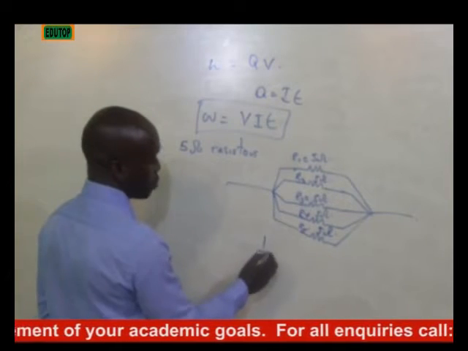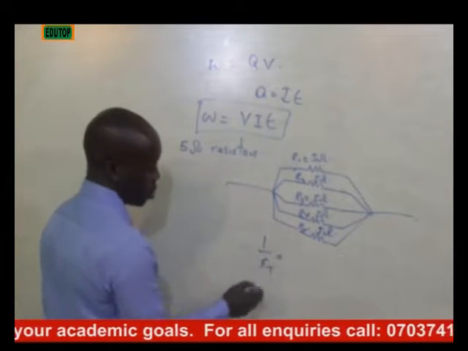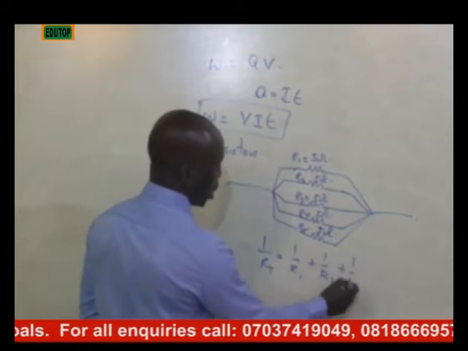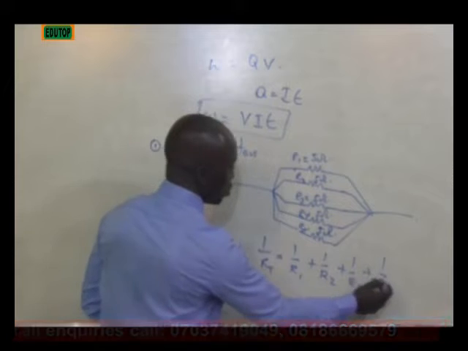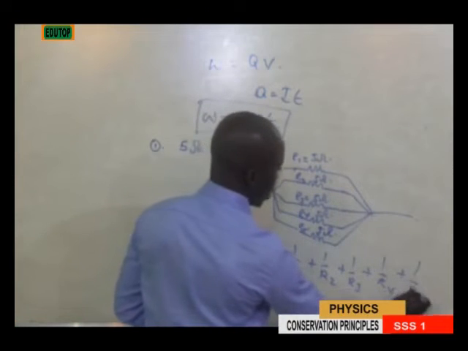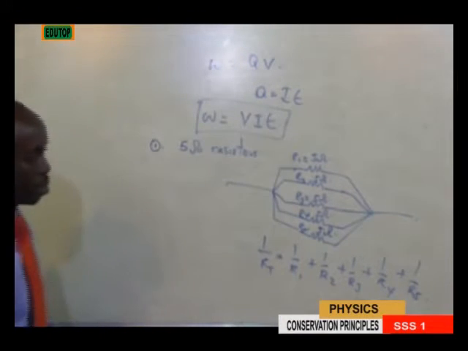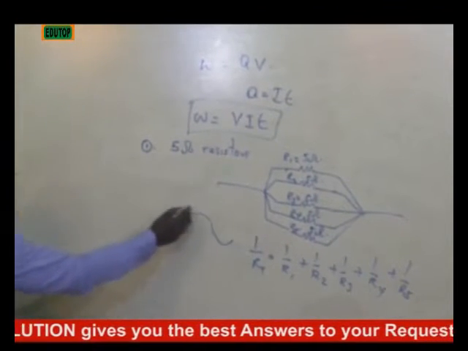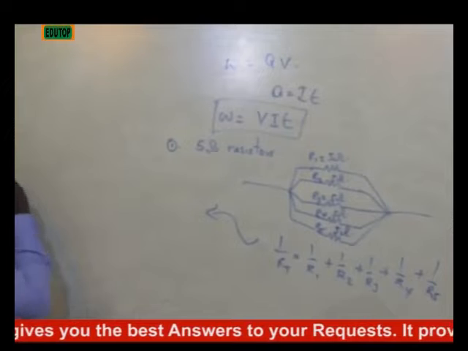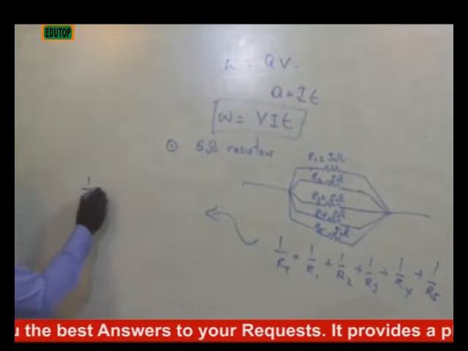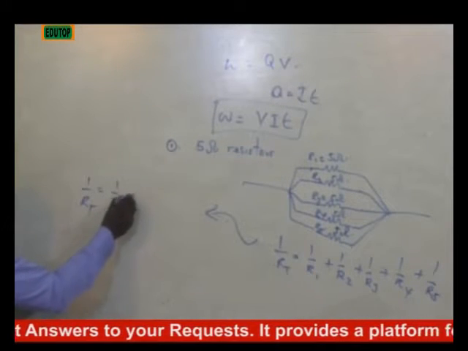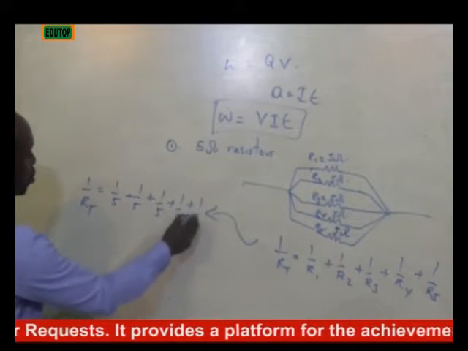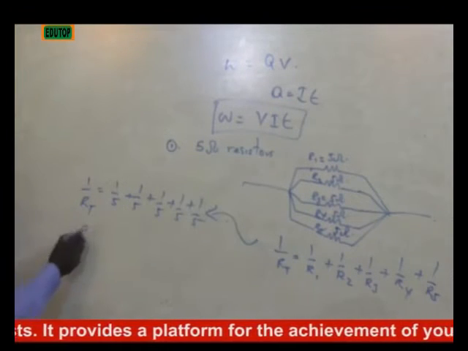Remember, in parallel, 1 over R total will be 1 over R1 plus 1 over R2 plus 1 over R3 plus 1 over R4 plus 1 over R5. So if you substitute those values in, you're going to have 1 over RT equals 1 over 5 plus 1 over 5 plus 1 over 5 plus 1 over 5 plus 1 over 5. That's the 5th one.